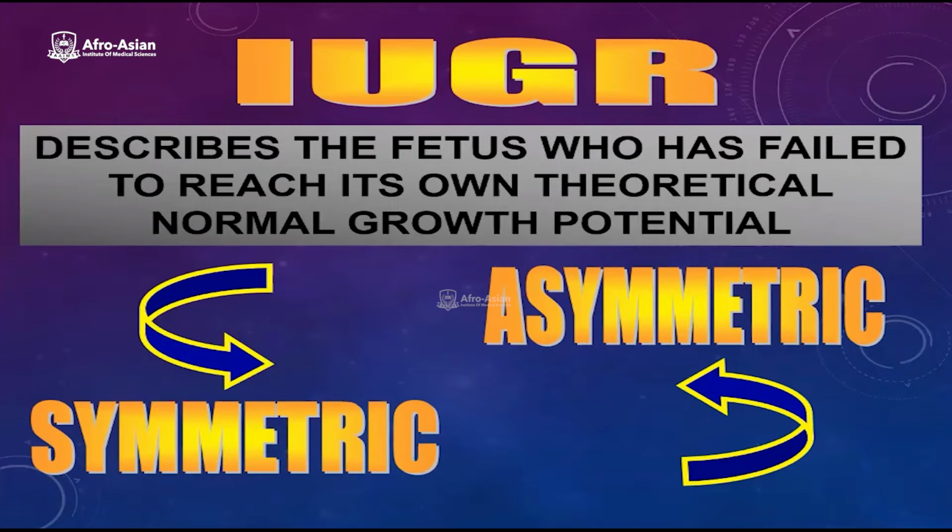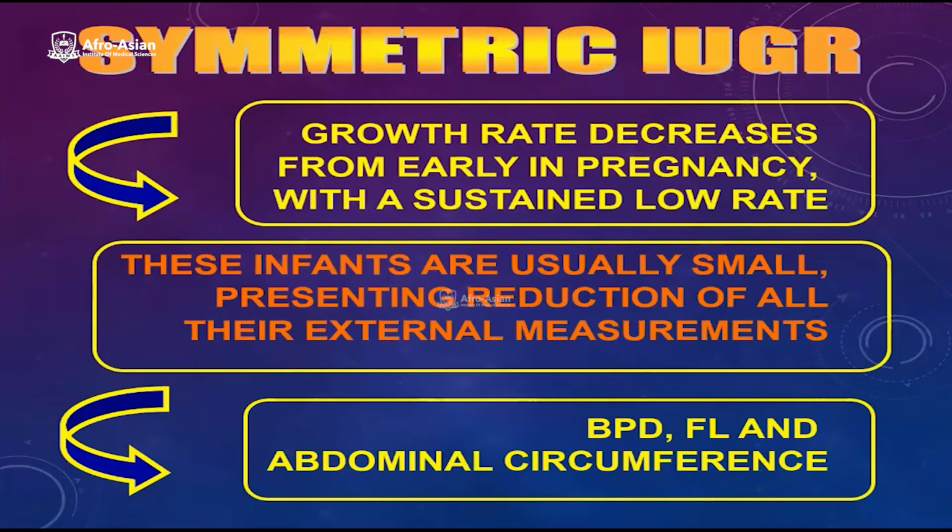IUGR, intrauterine growth restriction, describes the fetus who has failed to reach its own theoretical normal growth potential. It can be mainly of two types, symmetrical and asymmetrical, or we call it symmetric or asymmetric IUGR. In symmetric IUGR, growth rate decreases from early in pregnancy with a sustained low rate. So the rate of growth is decreased.